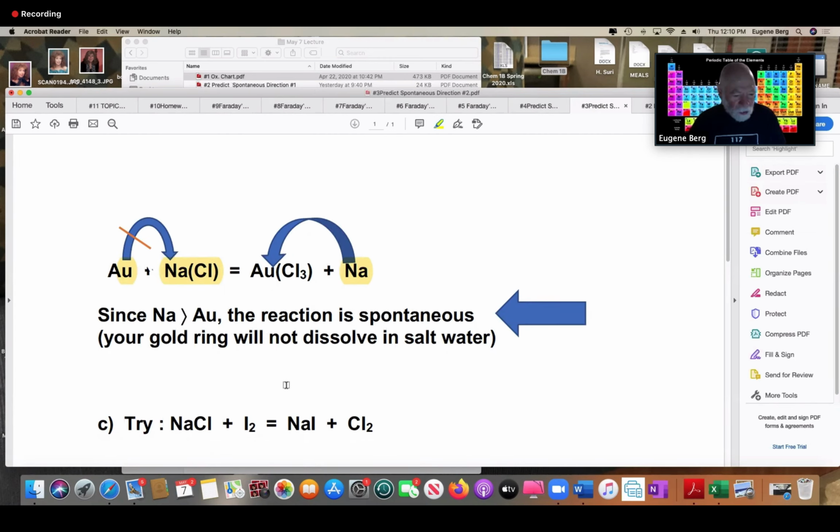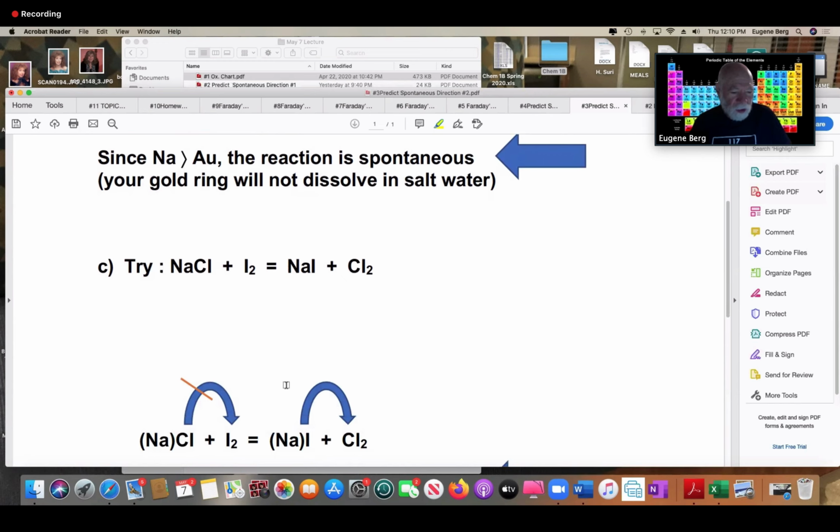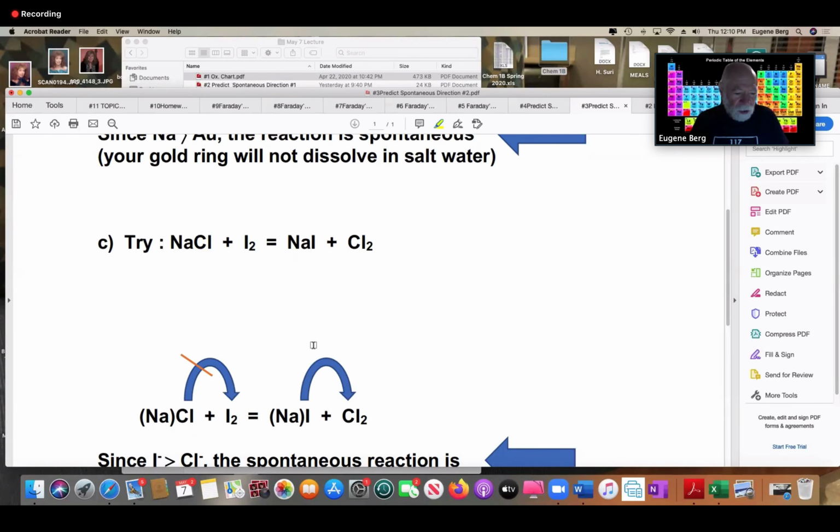I think the hard part is to find the spectator in this case. So once you find the spectator, eliminate it, and then look at the two electron pushers and decide who's the better electron pusher. Okay, so I put the spectator in parentheses. So notice sodium looks the same on both sides. It's in a compound on both sides, whereas the chlorine goes from compound to being alone, and the iodine goes from being alone to being a compound. Yeah, so it must be a fight between chlorine and iodine as to who's the better electron pusher.